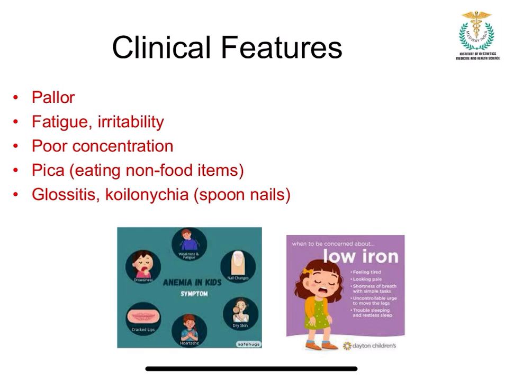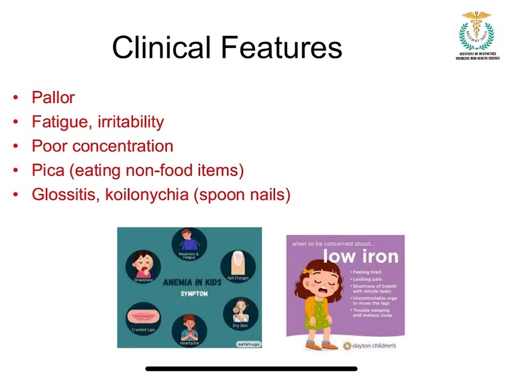What are the clinical features? They're very simple. First is pallor. The child will appear pale. Where will you look for pallor? You always look in the palpebral conjunctiva. Okay, in the palpebral conjunctiva, that is when you pull your lower eyelid down. And also in smaller children specifically, you can check in the palms of the hand.